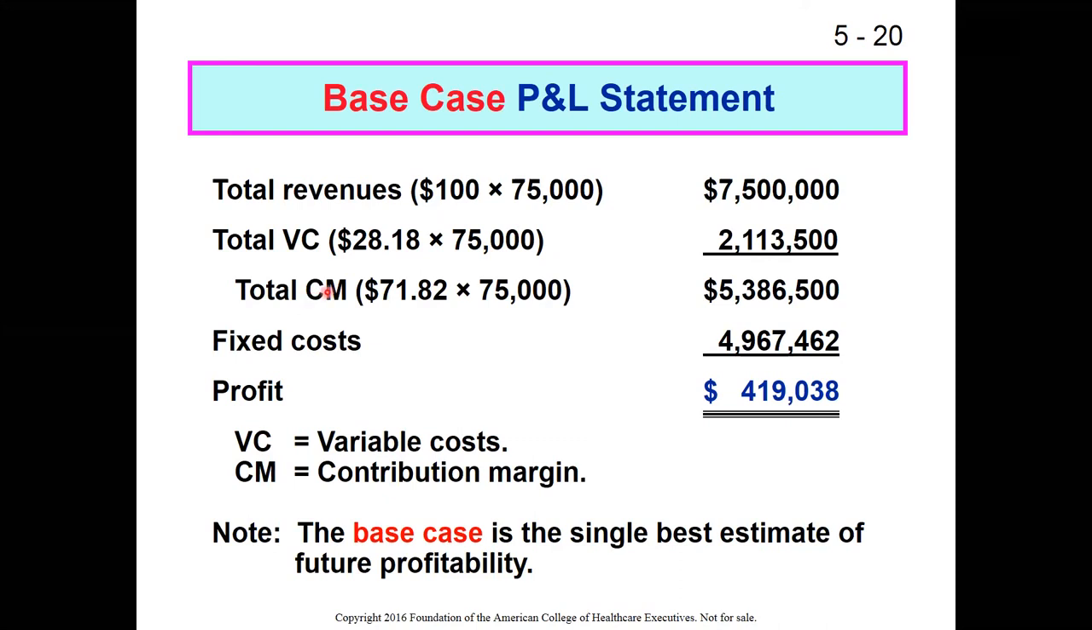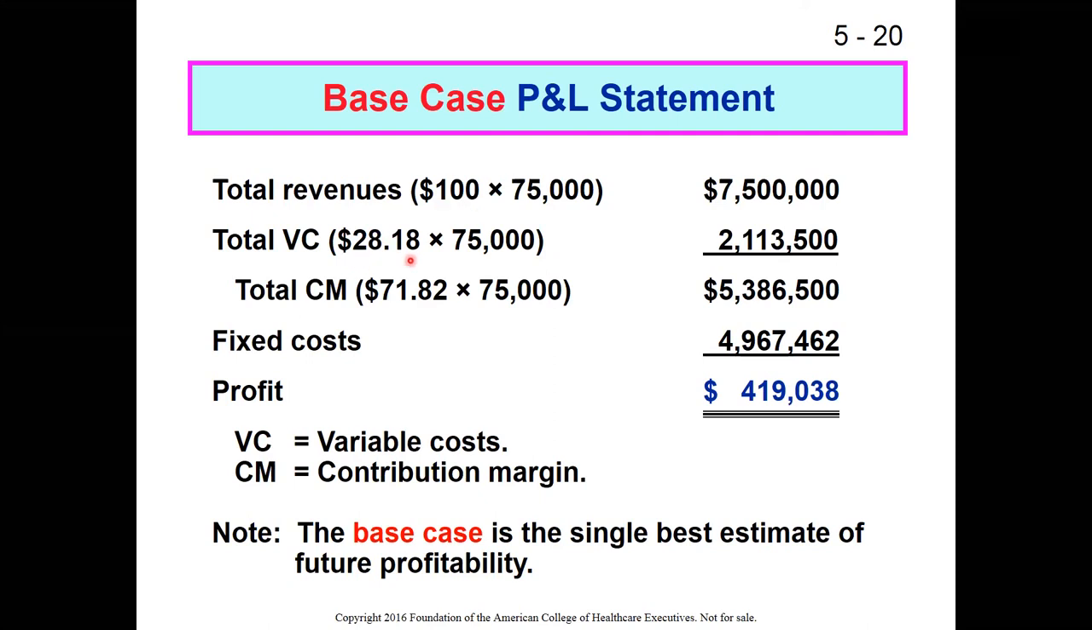We then get what's called a contribution margin. Contribution margin is your revenues, your total revenues. Well, your total contribution margin is your total revenues minus your total costs at a particular level of volume. You can also calculate your contribution margin per unit, or per visit in this case, by saying, well, what is my revenue per visit?